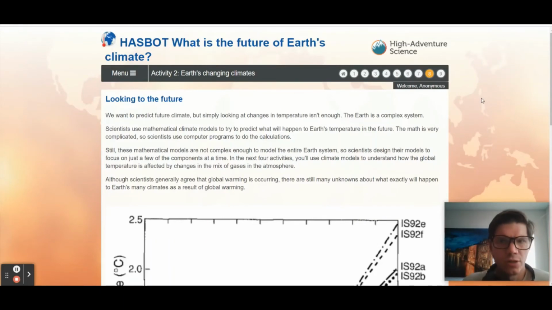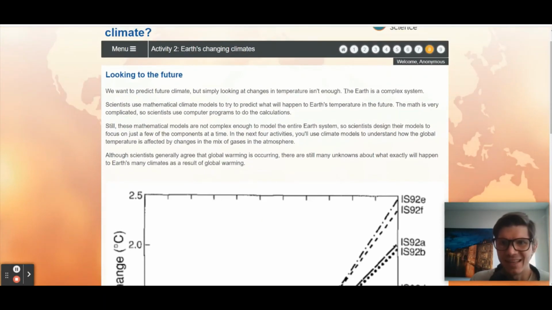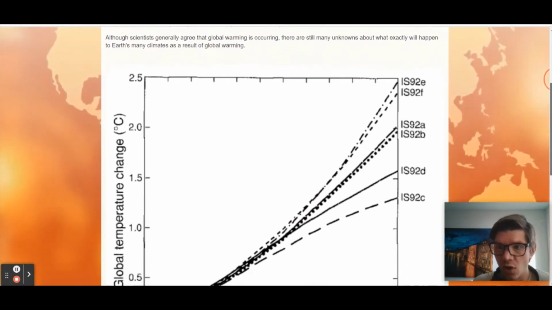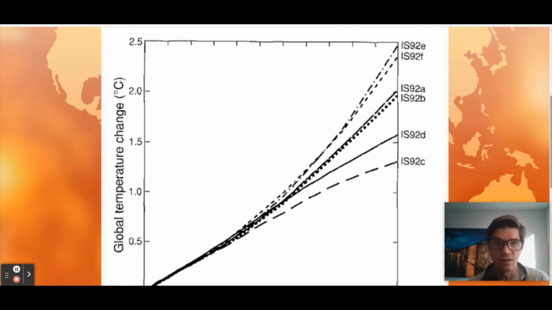In this last section, looking to the future, one of the more important things to consider when looking at this graph is that the Earth is a complex system. And when climate scientists are making predictions, they can't just look at temperature. They're going to be needing to look at a number of different things in the Earth's system that could potentially have an effect on global climates. So it says here that scientists design their models to focus on just a few of the components at a time. And the result is going to be a number of potential scenarios based on these computer simulations that are paying attention to different sets of variables.